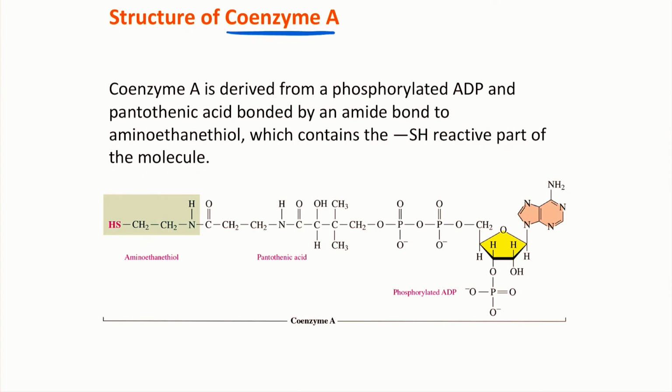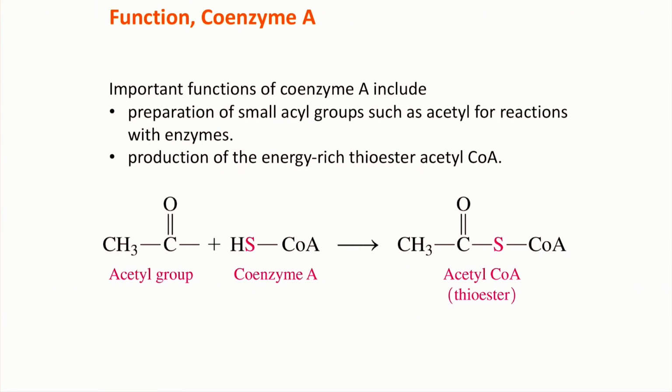Next, let's talk about coenzyme A. Coenzyme A is derived from a phosphorylated ADP and pantothenic acid, which is vitamin B5, bonded through an amide bond to aminoethane thiol, which contains the SH reactive part of the molecule. This is the one that reacts with the entire molecule. So we write the short form as HS-CoA, where the HS is the one that ends up bonding with other molecules.